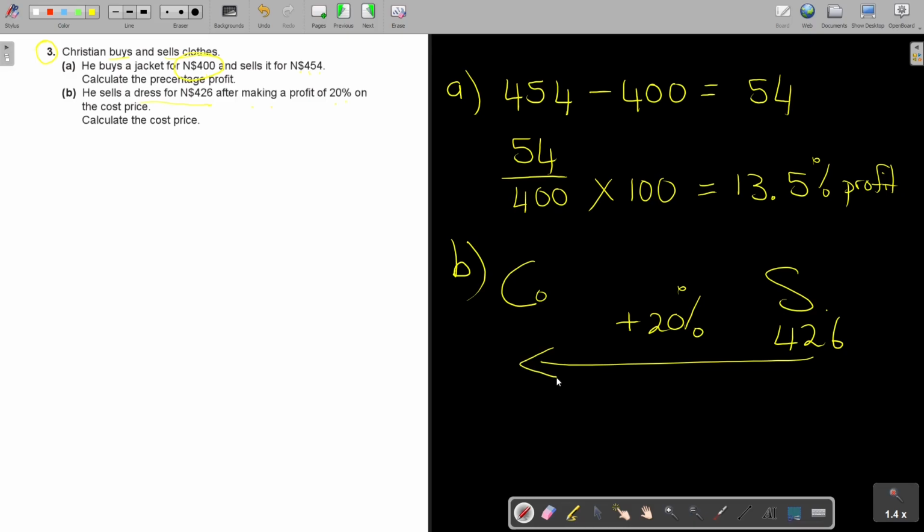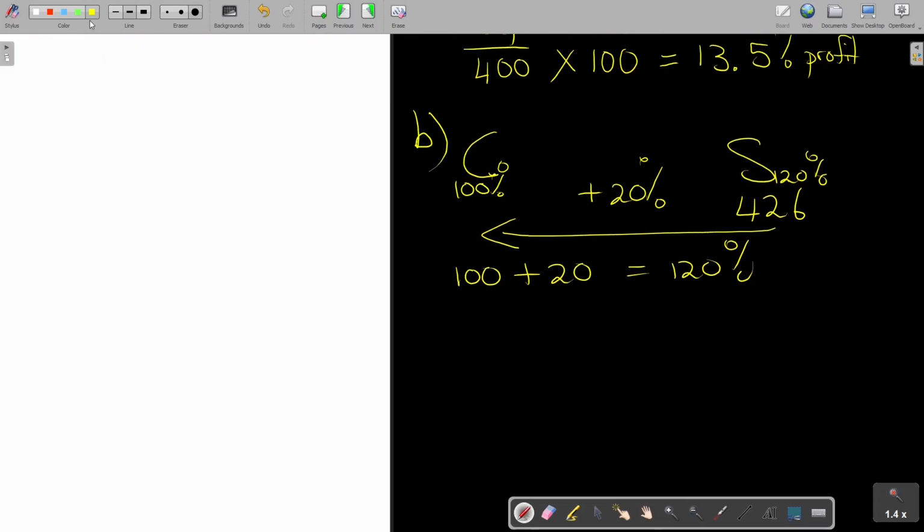So I want to go back. You see, I want to go to the 100%. This is 120%. So it was that 100 plus the 20, that's 120. I know 120 is 426, but I want to know 100. What is the cost price? So then I'm just going to say 100 over 120, okay? And I times with 426. And that gives me 355.